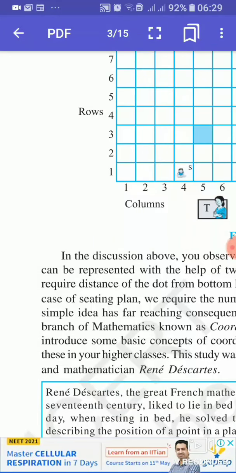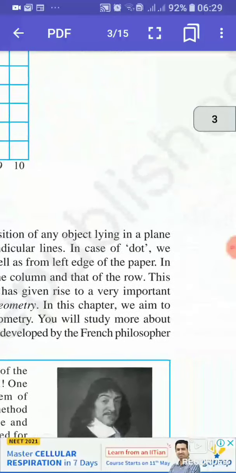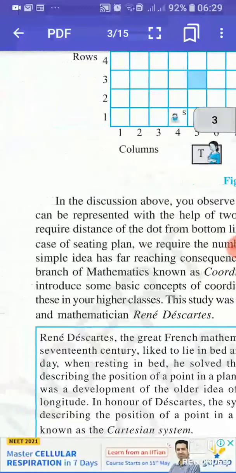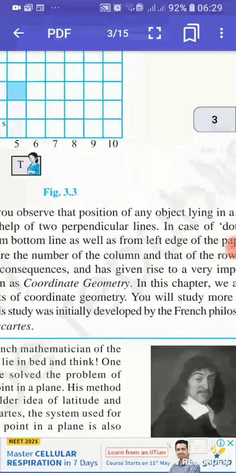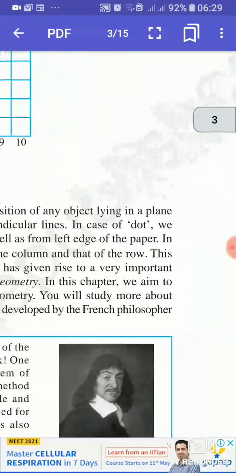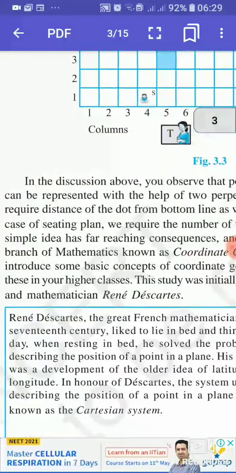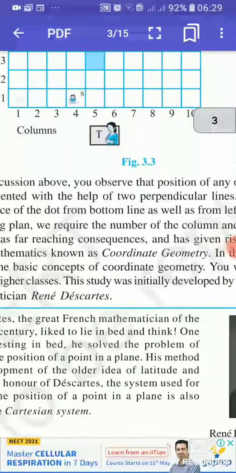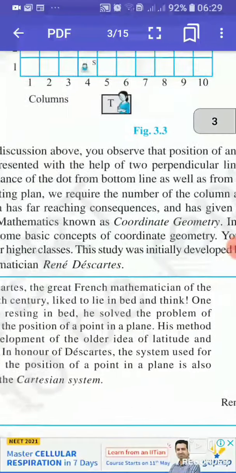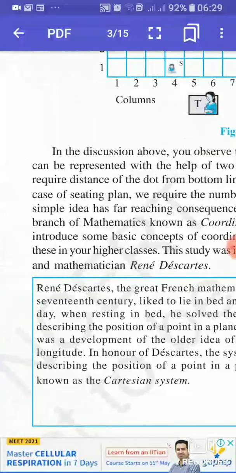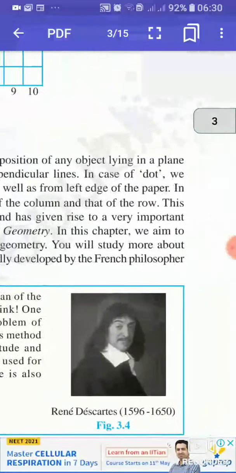In the discussion above, you observe that the position of any object lying in a plane can be represented with the help of two perpendicular lines. In case of the dot, we require the distance of the dot from the bottom line as well as from the left edge of the paper. In case of the sitting plan, we required the number of the column and that of the row.